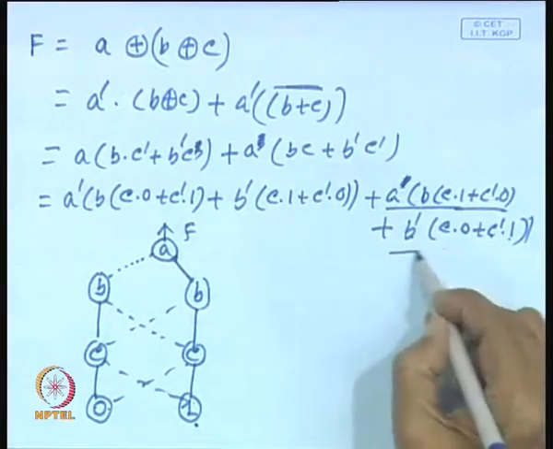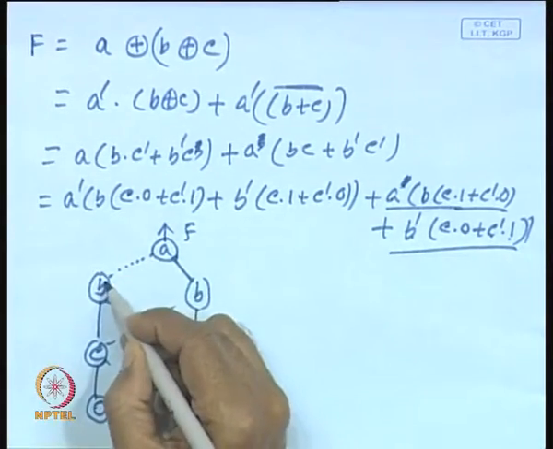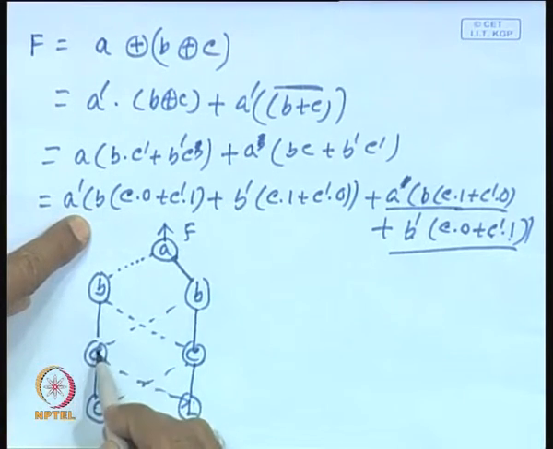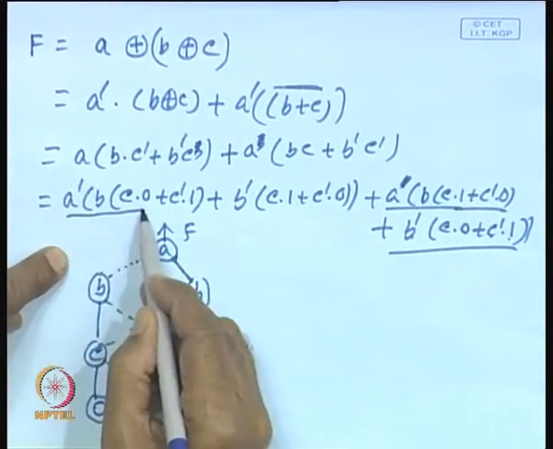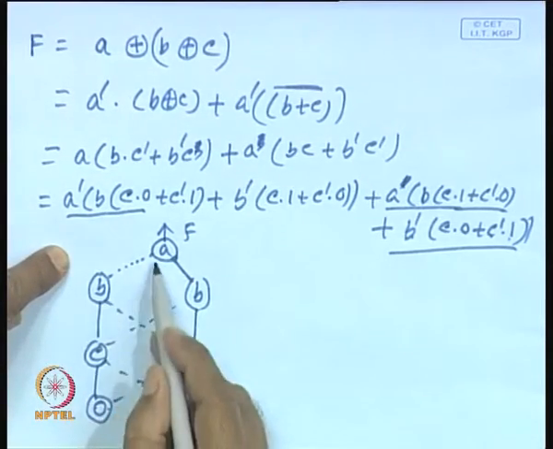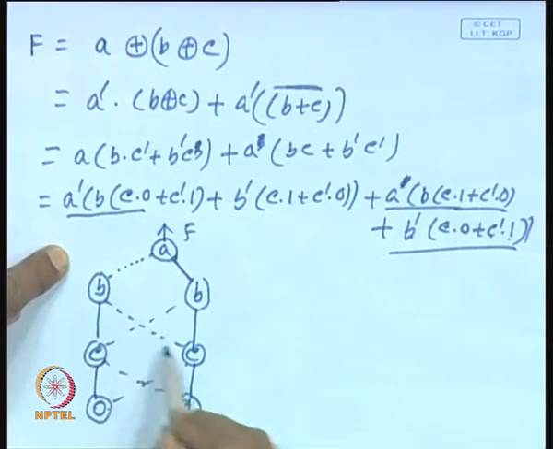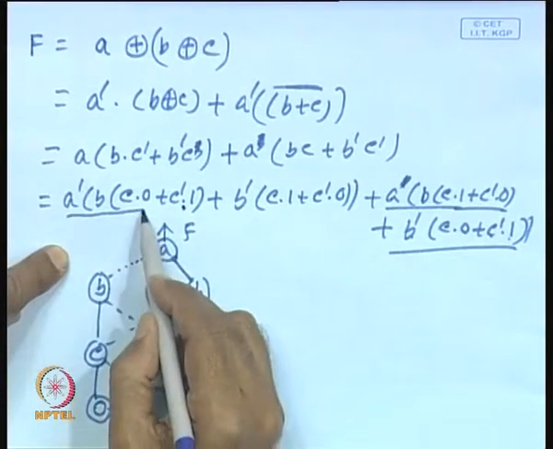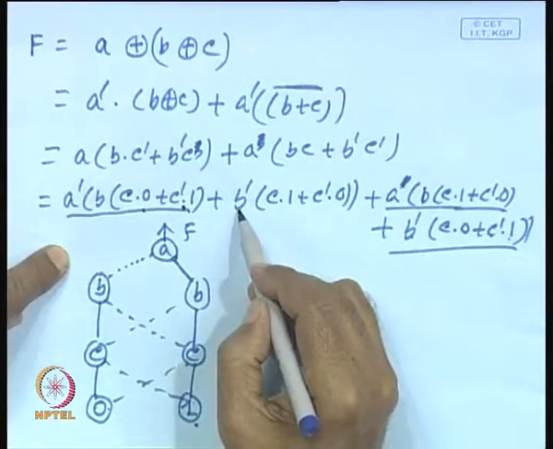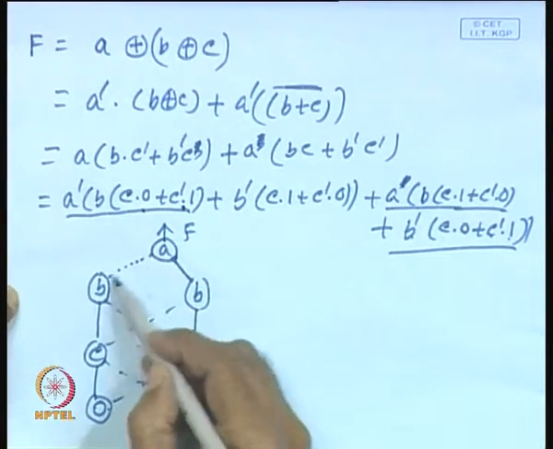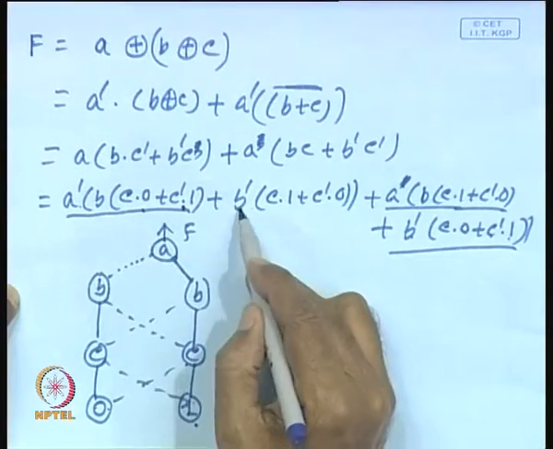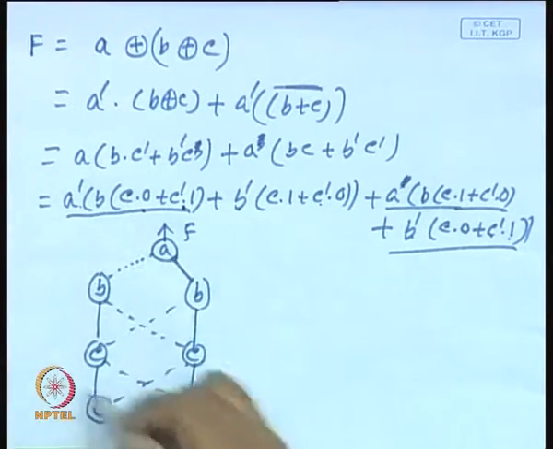So, that completes these two paths, and similarly A bar B, then C goes to 0, this is complete. Then A bar B C bar goes to 1, that is complete. Similarly, A bar B bar, this is A bar, this is B bar, C goes to 1 and A bar B bar C bar goes to 0. So, that completes the VDD.